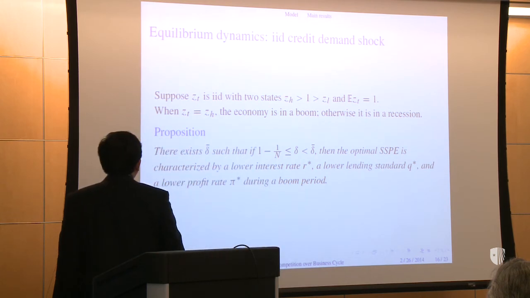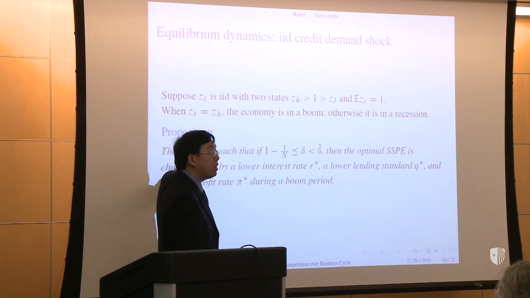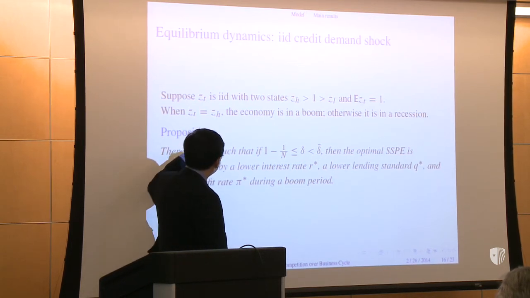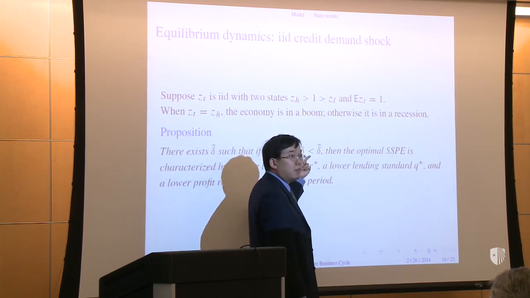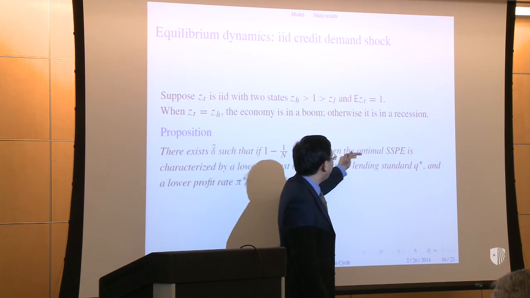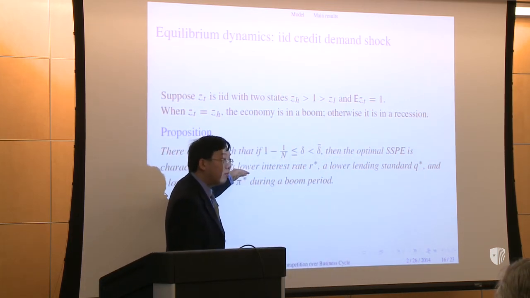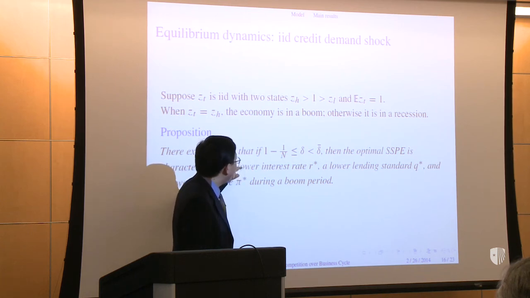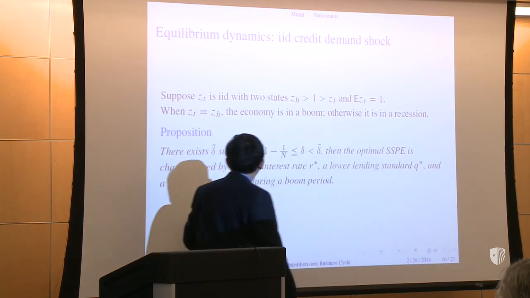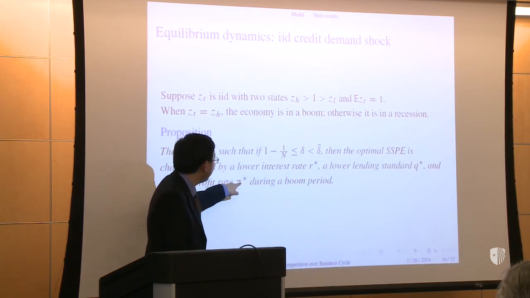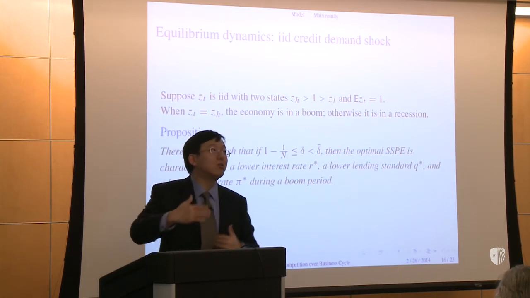And then this proposition says that there exists an upper bound of the discount factor, delta bar, such that if the discount factor lies within this range, then in the optimal SSPE, in a boom period, the equilibrium interest rate R star, equilibrium lending standard Q star, and the equilibrium profit rate pi star are going to be lower than their counterparts in a recession.